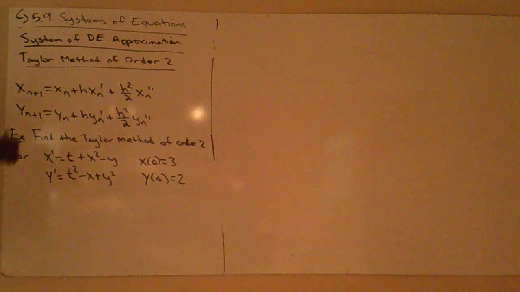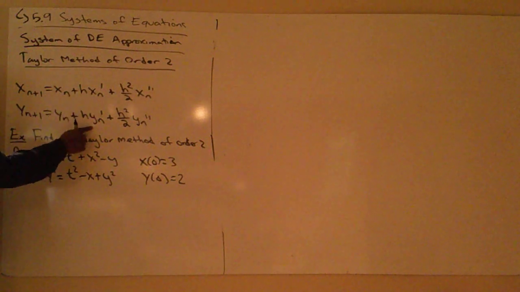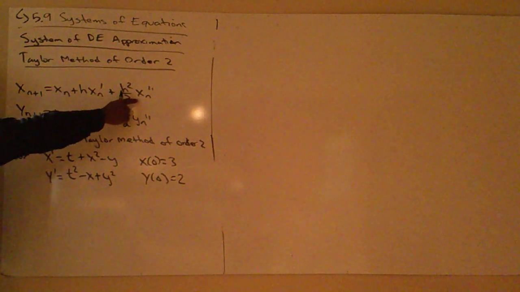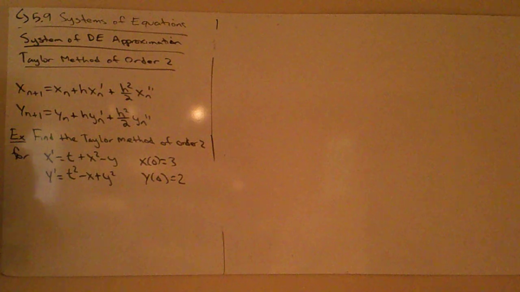And notice what we need for the Taylor method. I need to know what x prime and y prime are, which I've already been given. I also need to know x double prime and y double prime. So I need to figure out what x double prime and y double prime are. Let's find x double prime first.